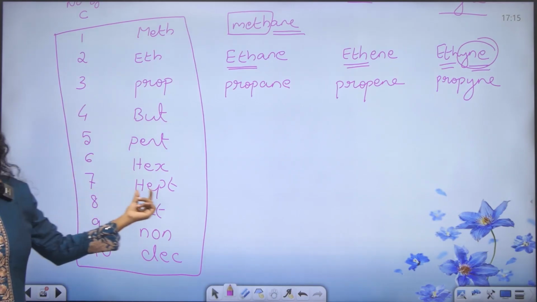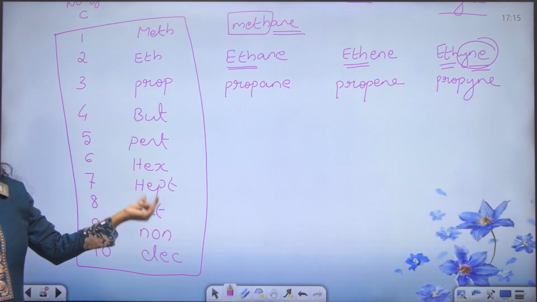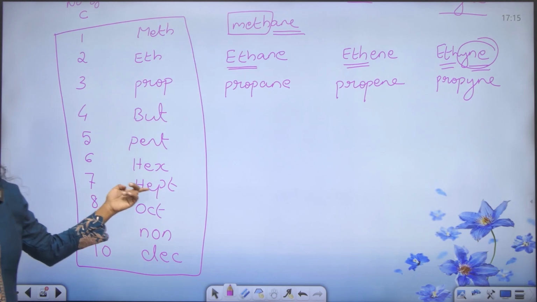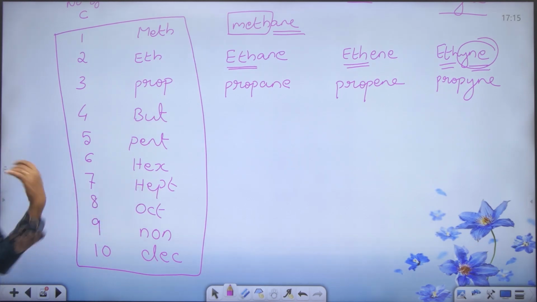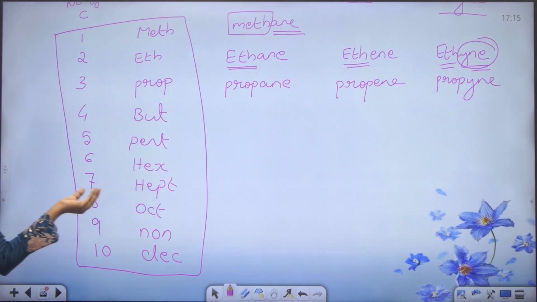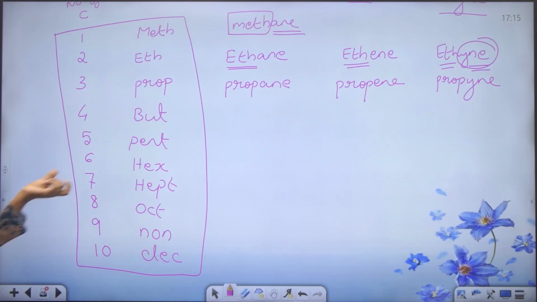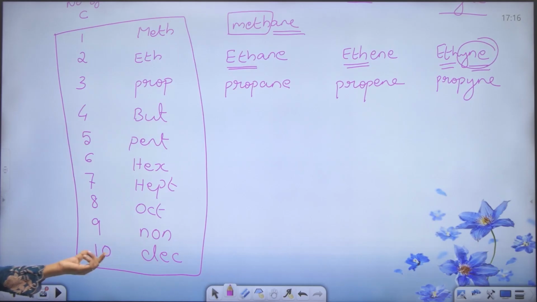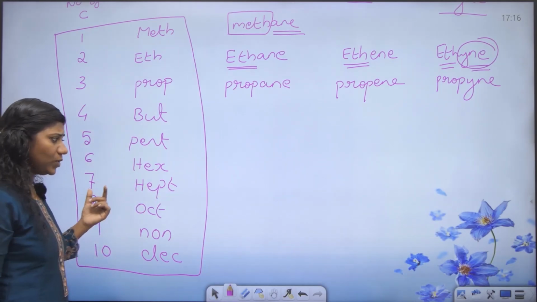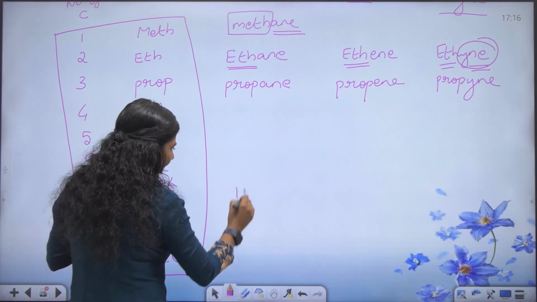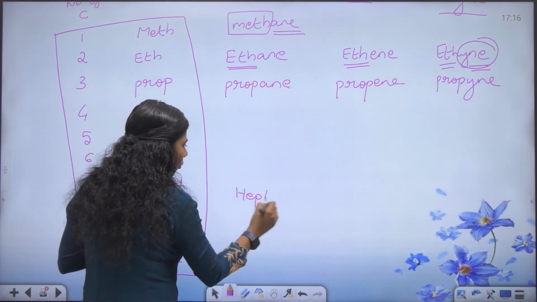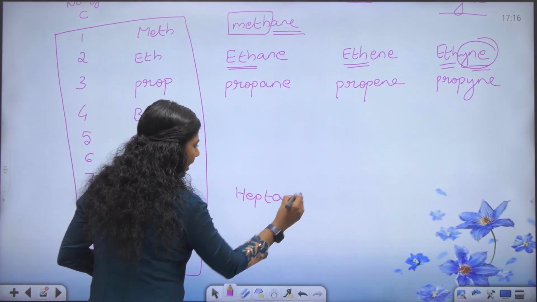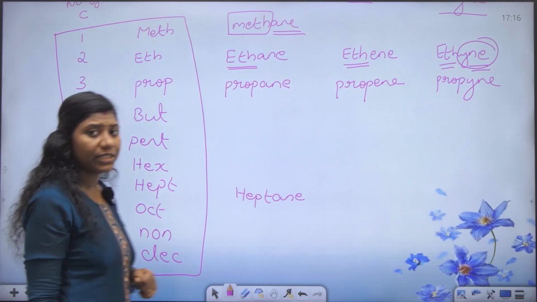Hept means number of carbon atoms 7. If all carbon-carbon bonds are single bonds, the compound is an alkane, so the name ends with ane. Total number of carbon atoms 7 and the name ends with ane, so the name of the compound is heptane. Okay, name of the compound is heptane.